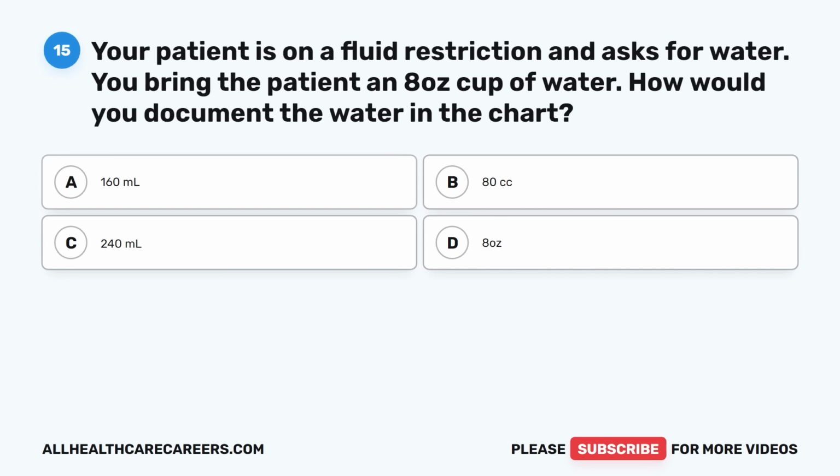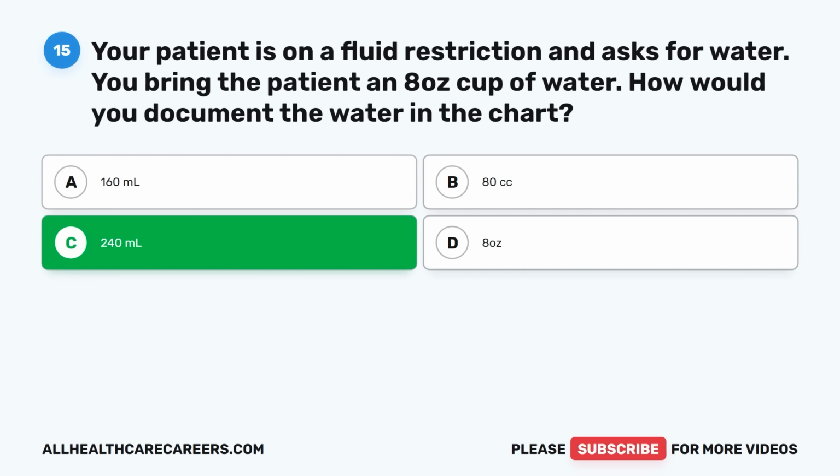Question 15. Your patient is on a fluid restriction and asks for water. You bring the patient an 8-ounce cup of water. How would you document the water in the chart? A. 160 ml. B. 80 cc. C. 240 ml. D. 8 ounce. The correct answer is C.